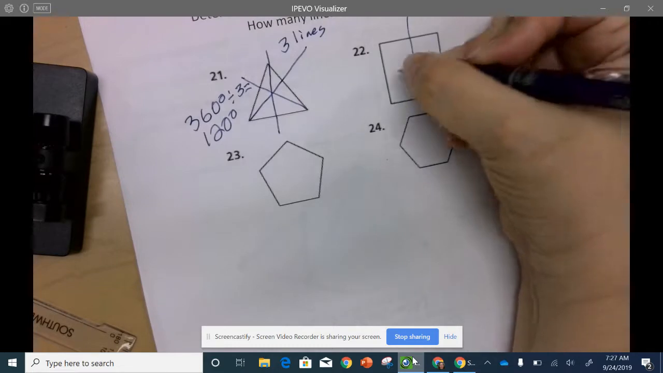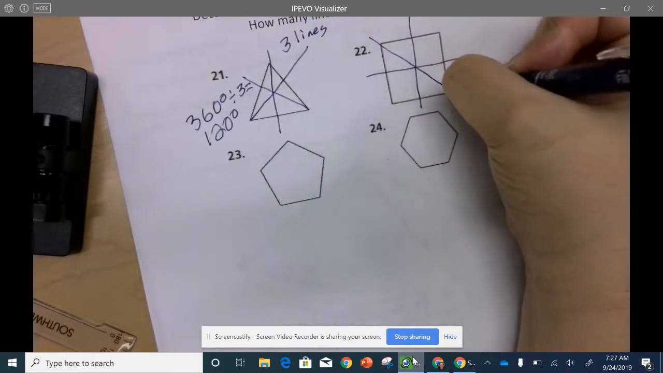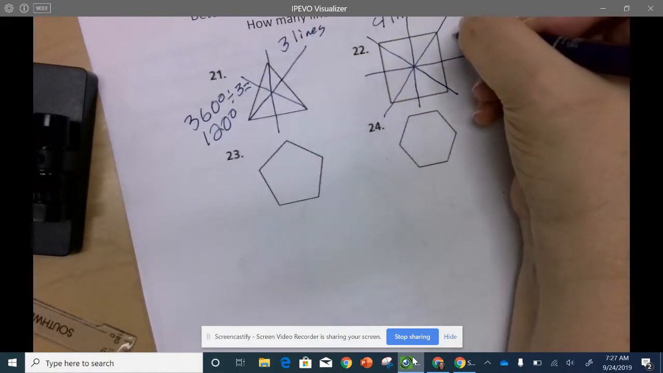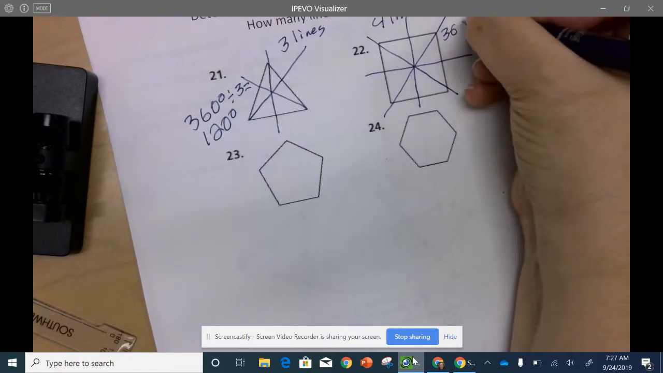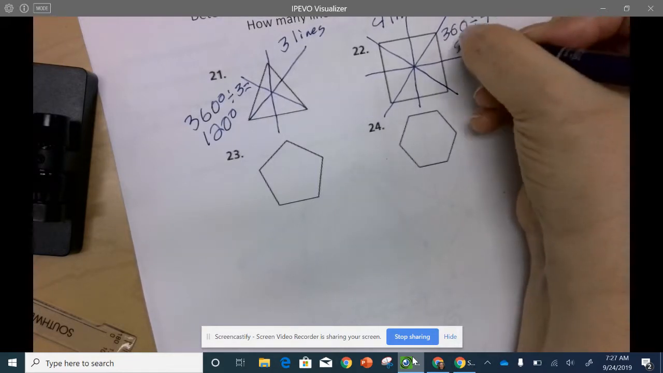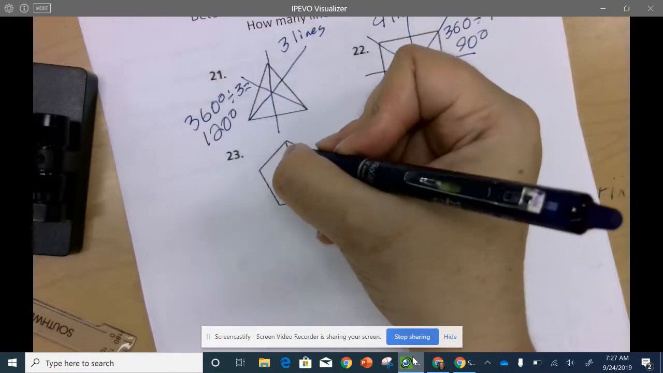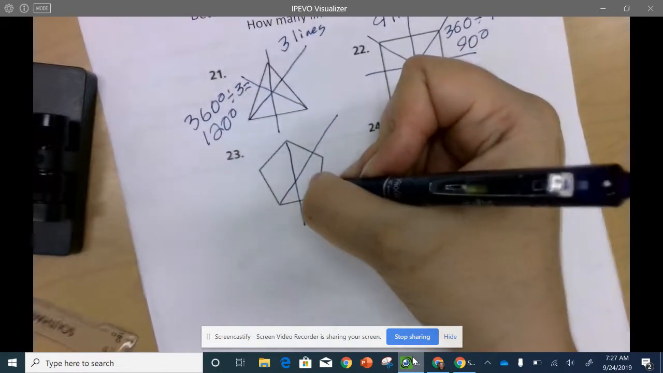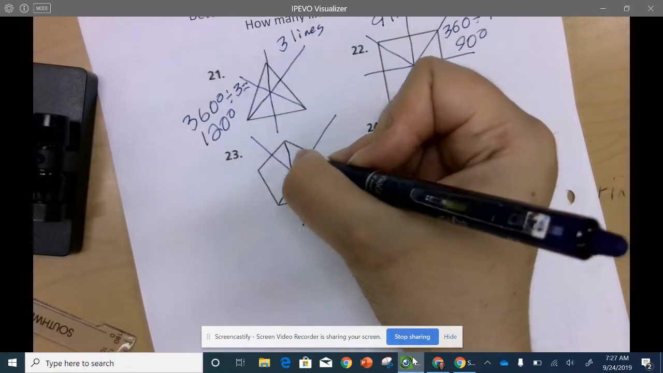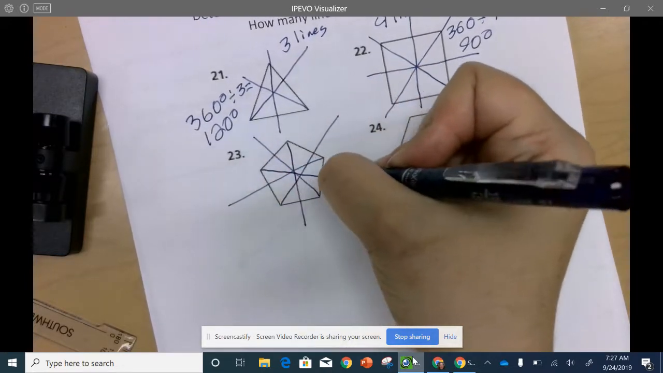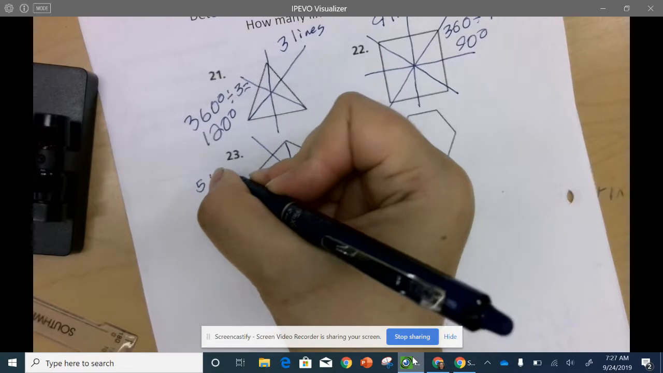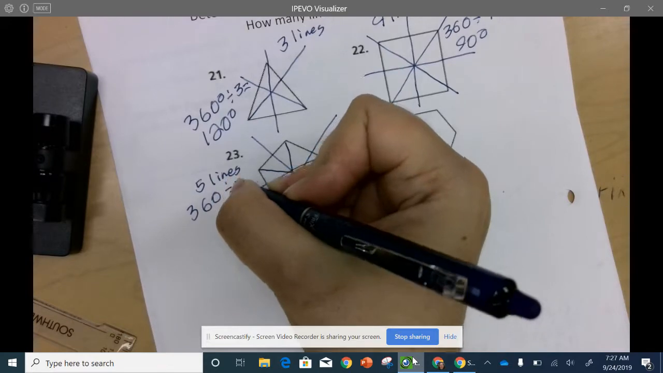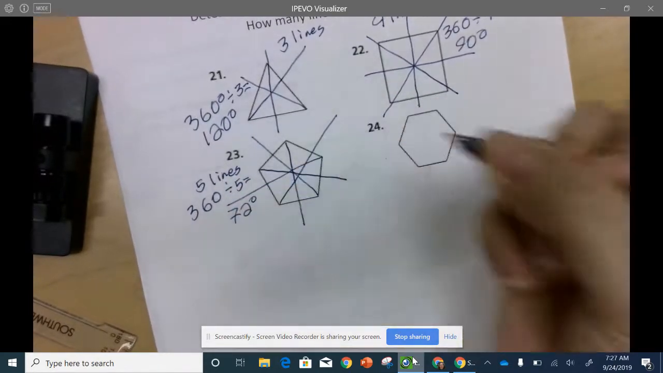Okay. This one is 1, 2, 3, 4 lines of symmetry. So it's going to be 360 divided by 4, which is 90. Okay, this one's going to have 1, 2, 3, 4, 5. So 5 lines. So 360 divided by 5 is 72 degrees.